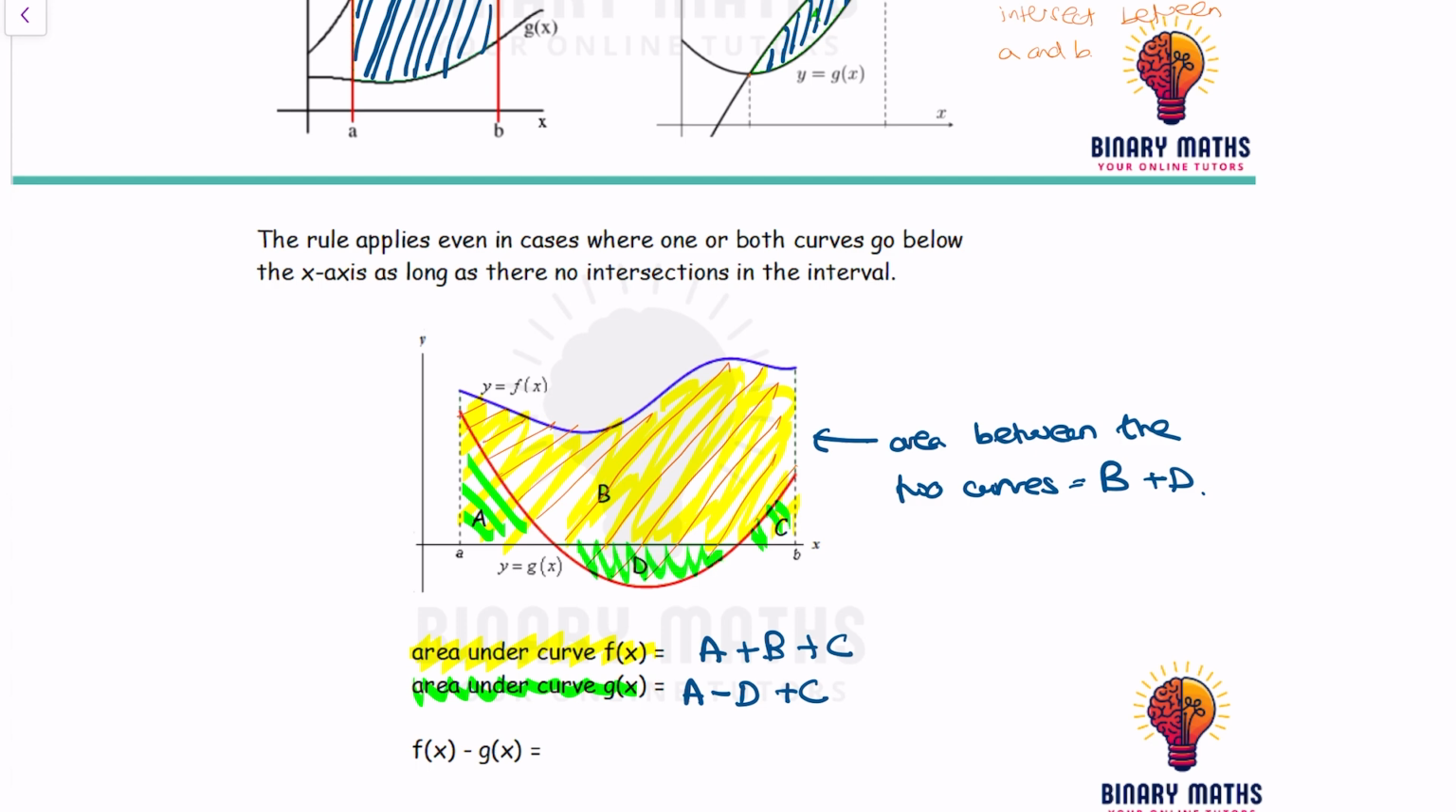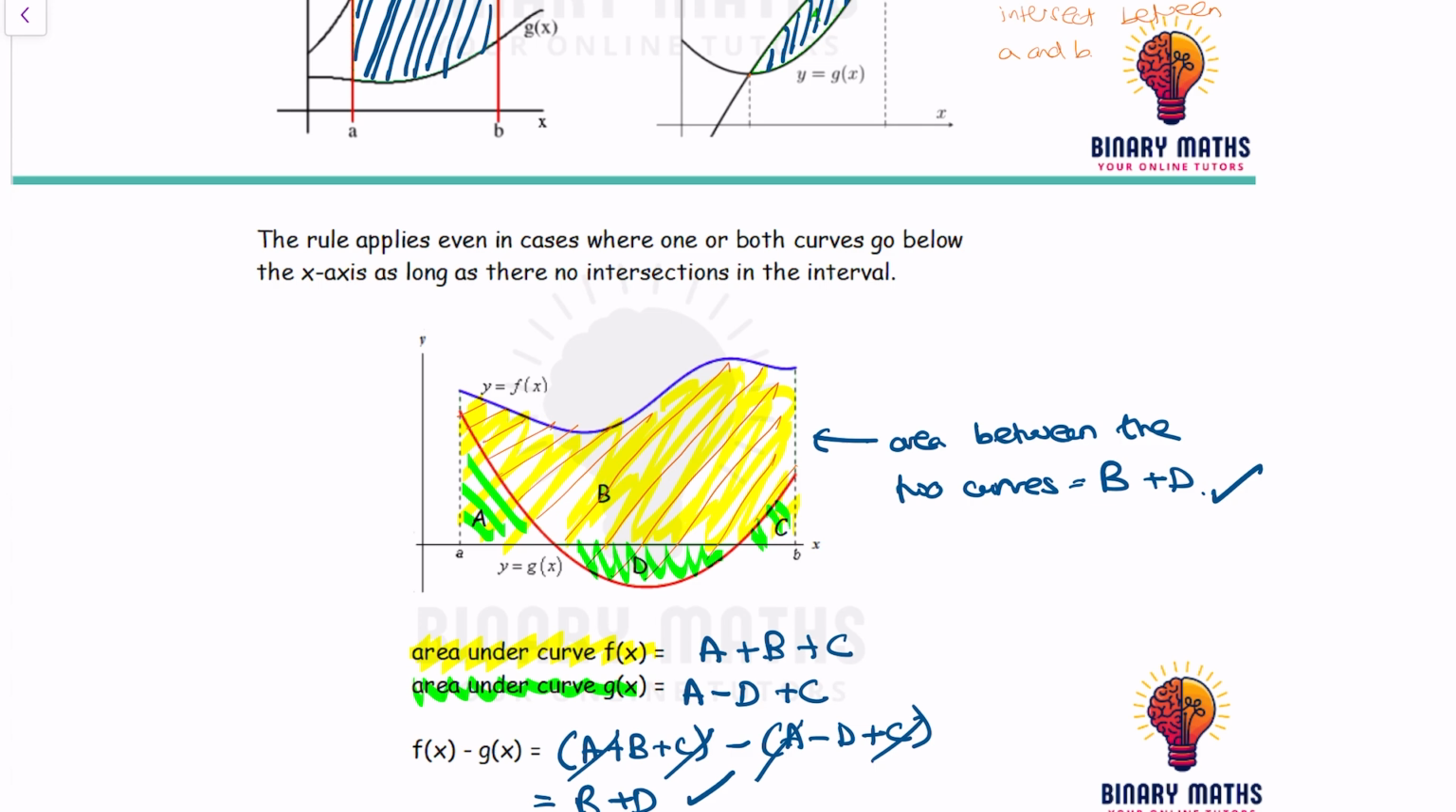So if I'm doing f of x minus g of x, all I'm doing is a plus b plus c, take away a minus d plus c. So the a's cancel out, the c's cancel out. All I'm left with is b, take away negative d, which is b plus d, which is the same thing as this. So it does work out. So the rule applies even when one or both of the curves go below the x-axis. Again, it doesn't apply obviously when there are intercepts in the middle.